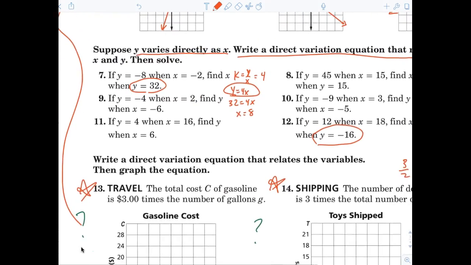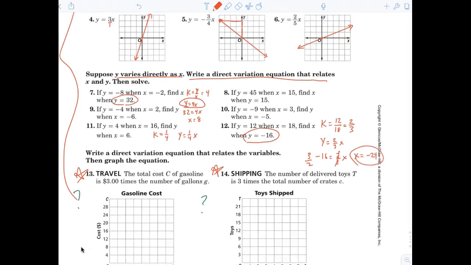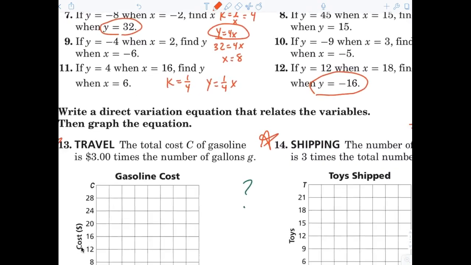Yes? You do like 11. 11. Here we go. 11. So y over x is 1/4. K equals 1/4. You agree with that? So y equals 1/4 x. Oh, so it's always going to be y equals. Right. Okay. Yeah. That's the equation, right? Mm-hmm. It's always y equals kx. Y equals kx. You good now?